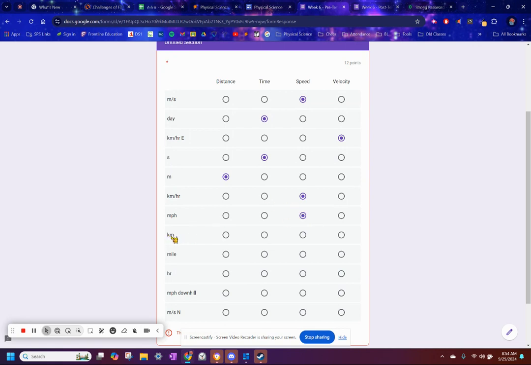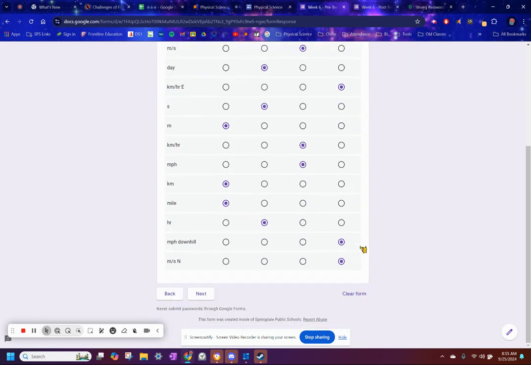Kilometers, that's distance. Miles. If you go run a mile, you ran a distance. Hour. That's a time. Miles per hour downhill. That's a direction. So velocity. That's a speed with a direction. Meters per second in. That's a distance divided by a time with a direction. That's velocity. Next section.